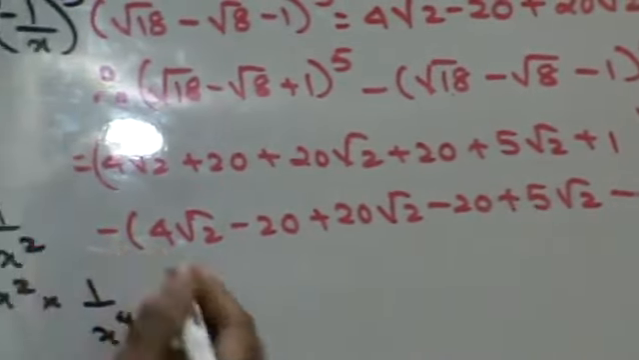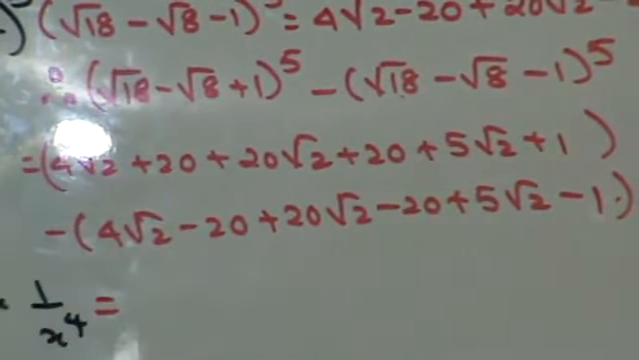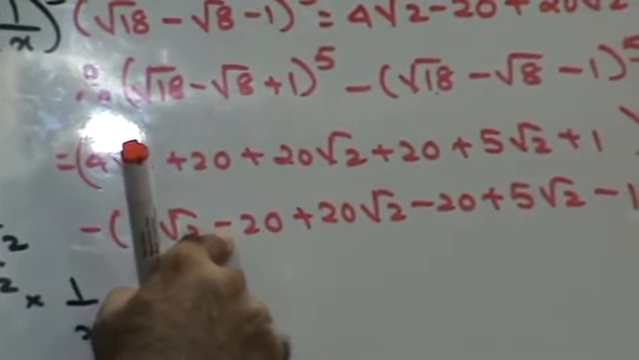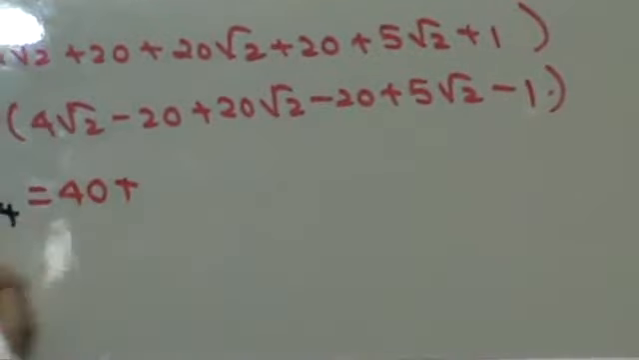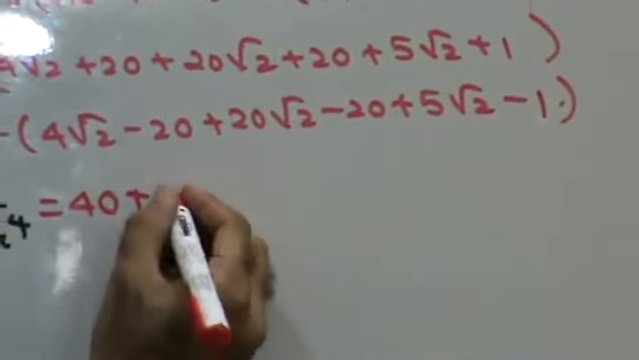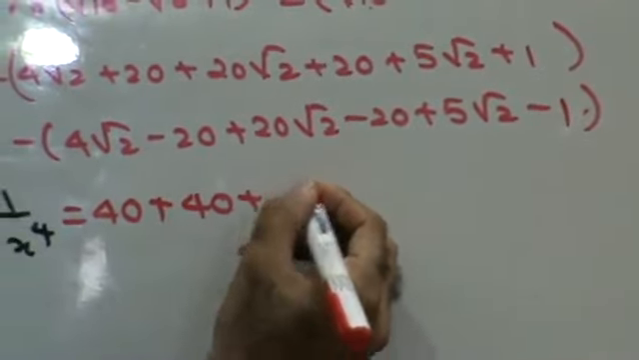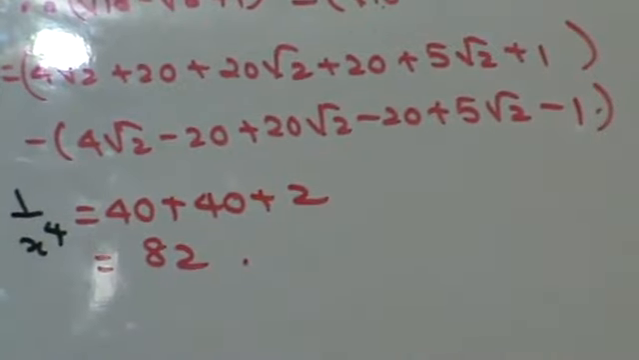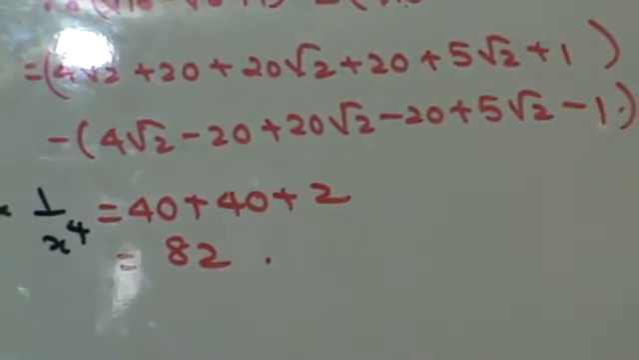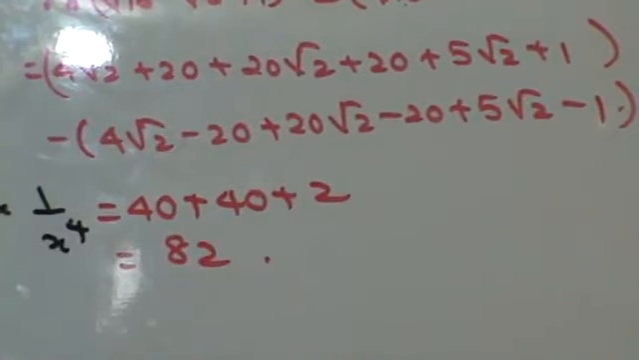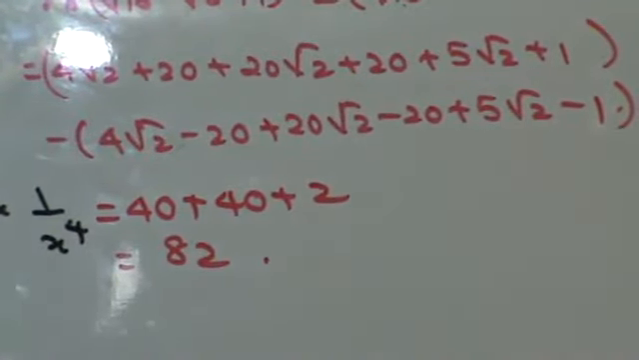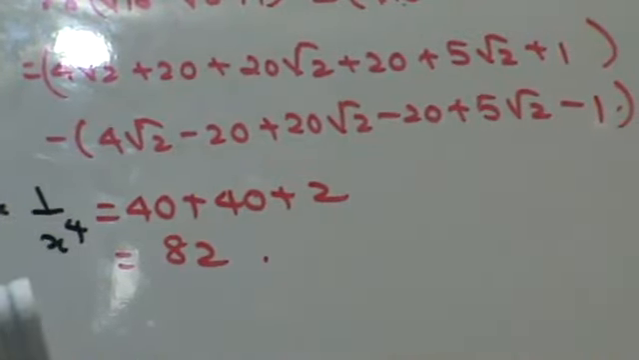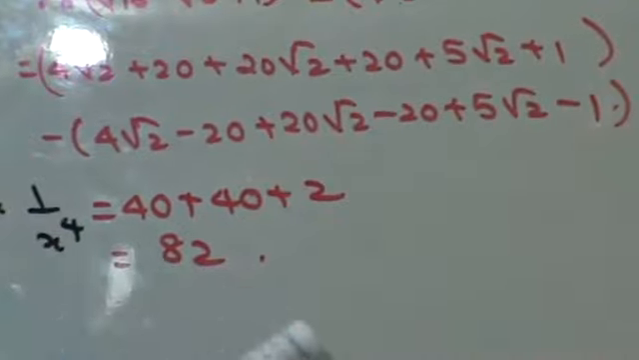Right? Now, 4 root 2 minus 4 root 2 will get cancelled. 20 minus into minus is plus 20, so 20 plus 20 is 40. These two terms will get cancelled, plus another 40 plus 2. So the answer for this is going to be 82. So the answer of root 18 minus root 8 plus 1 raised to 5 minus root 18 minus root 8 minus 1 raised to 5 is going to be 82. When you open the bracket and expand, this is what you will get. Right? Let's see another sum, guys.